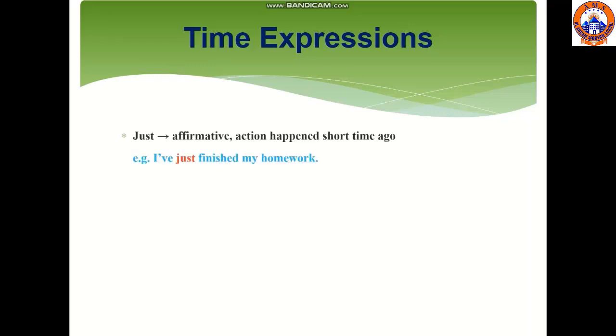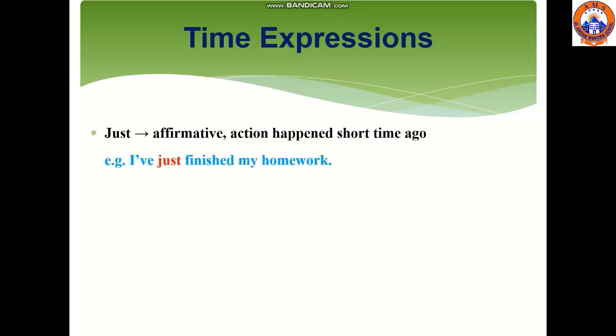Time expressions. We have some time expressions. Each has a usage. Number 1, just. We use just in the affirmative form with action happened short time ago. As we see in the example, I have just finished my homework. So this means that the action has just finished short time ago, shortly.